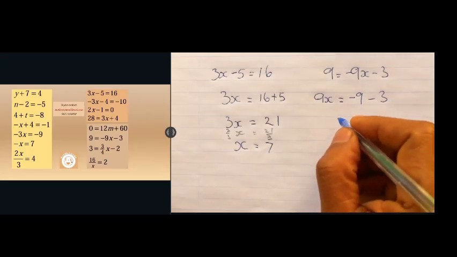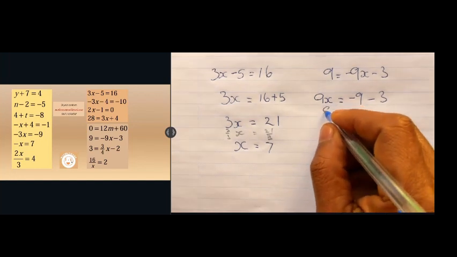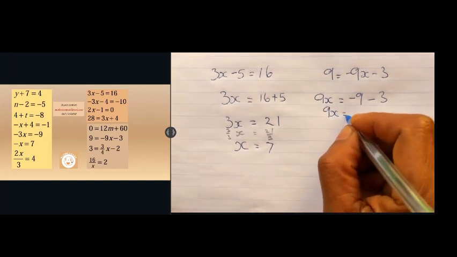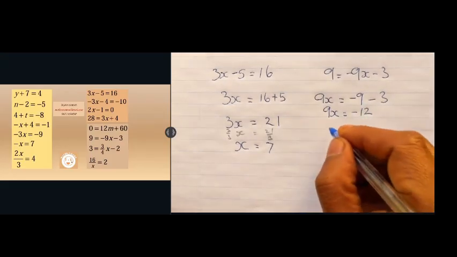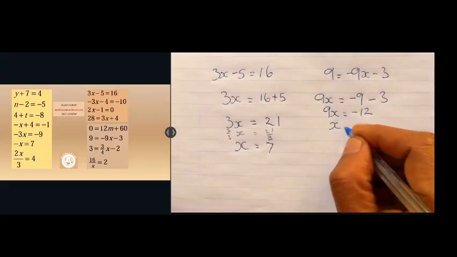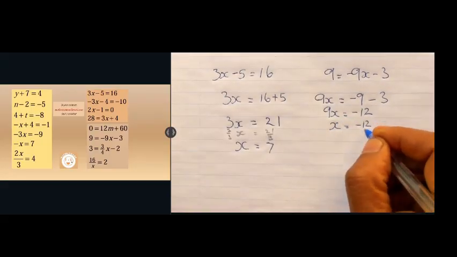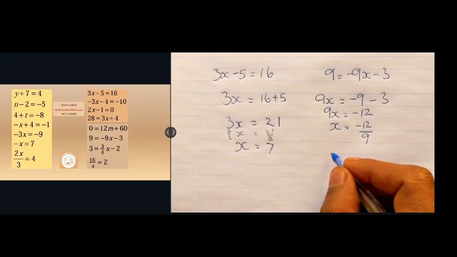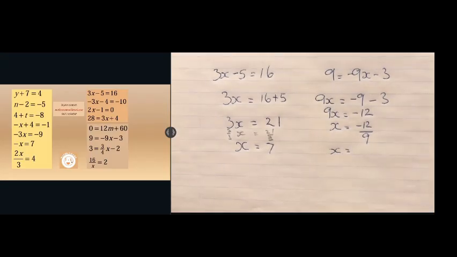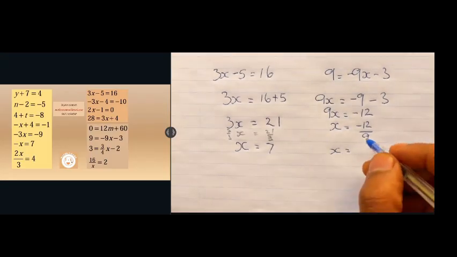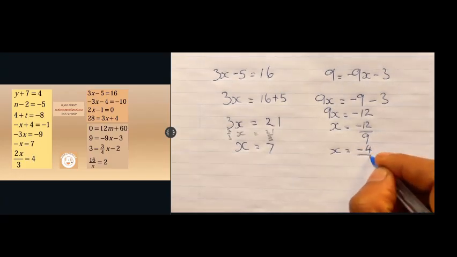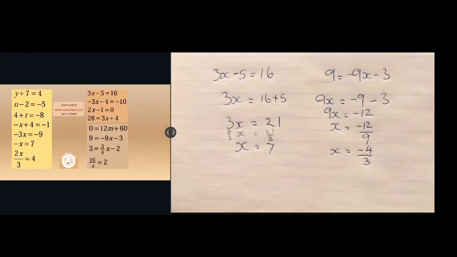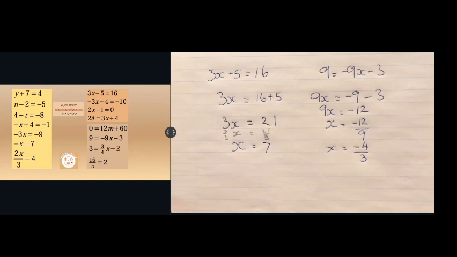You will have 9x is equals to negative 12. Then you will have x is equals to negative 12 over 9. Then you'll have x is equals to 3 is our LCD, which goes there 4 times and then goes there like that. Did you get that one, member? I wonder if you got to that one.